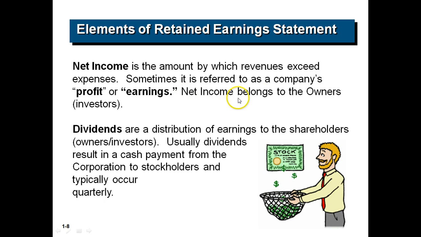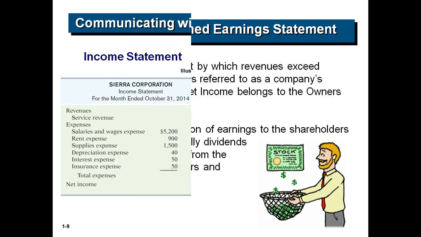Net income belongs to the owners, which are the investors. Remember, if it's a corporation, the investors are the shareholders. So you can imagine profits belong to the owners, right? Then, if the corporation wants to distribute those profits, that's called a dividend. Dividends are a distribution of the earnings, or profits, to the shareholders. And usually these dividends result in a cash payment from the corporation to the stockholders. And usually those take place quarterly, although it can be once a year.